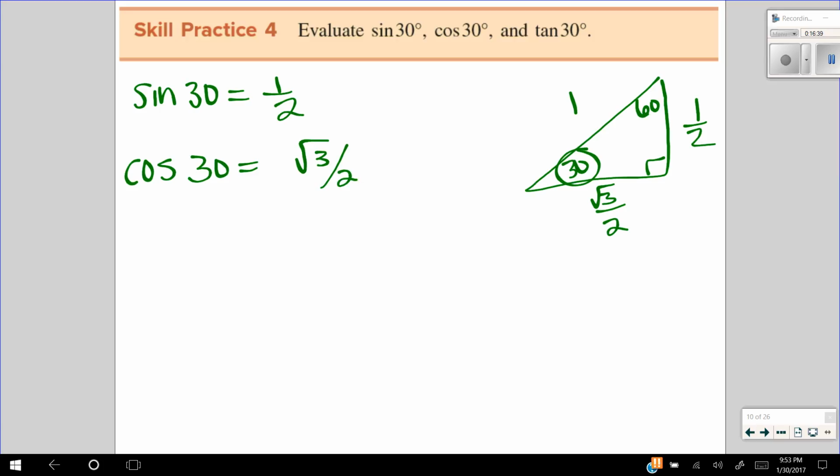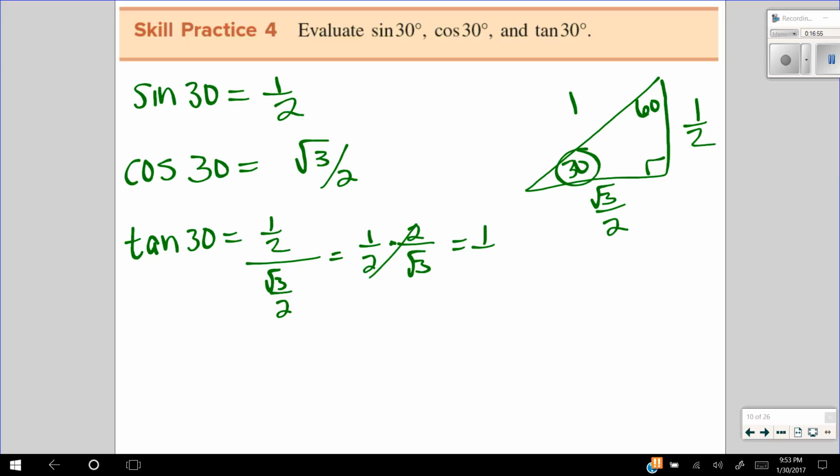And now this is where it gets interesting. Tangent of 30 equals opposite, 1/2, over adjacent, which you keep, change, flip. We get 1 over root 3. And even though I always tell you it's fine, in this case, because it's one of our very special angles, let's rationalize the denominator by multiplying it by the square root of 3 over the square root of 3, which gives me square root of 3 over 3.